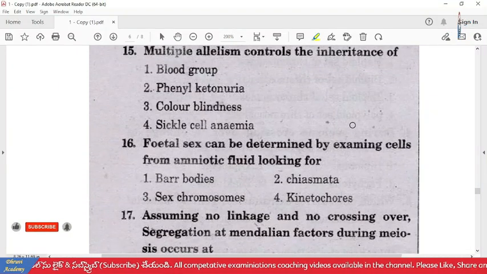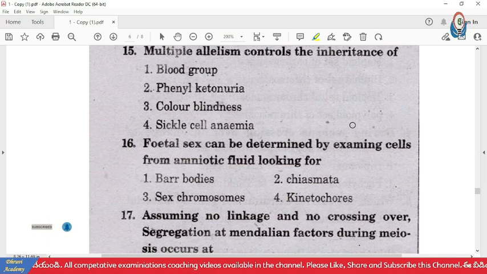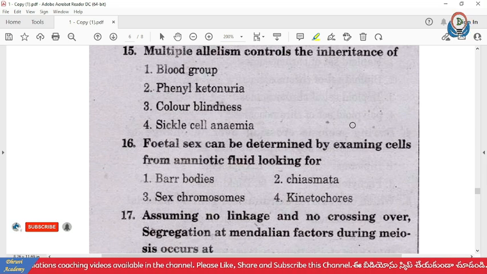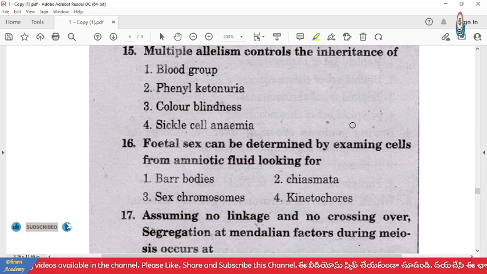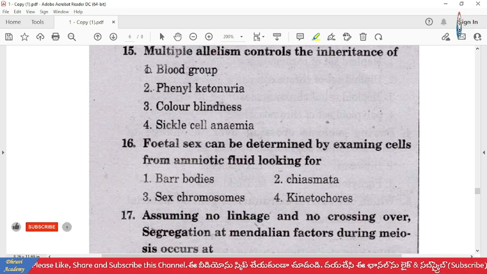Multiple allelism controls the inheritance of, is it one blood group, or phenylketonuria, or color blindness, or fourth one sickle cell anemia, which is the correct answer? Multiple allelism controls the inheritance of, its answer is blood group.